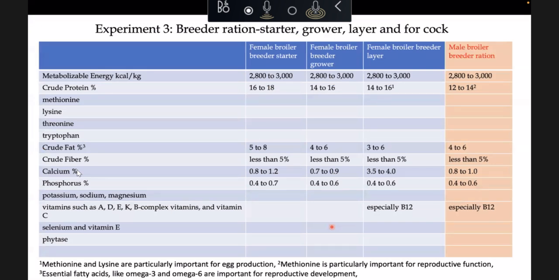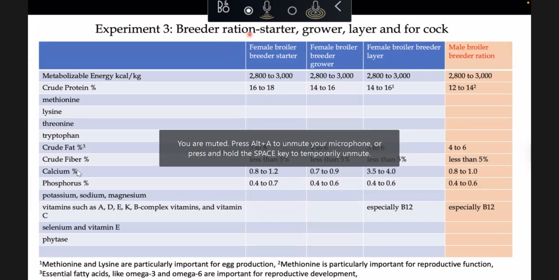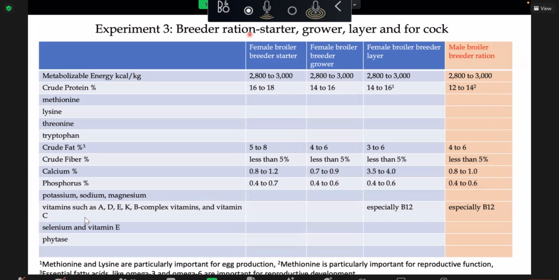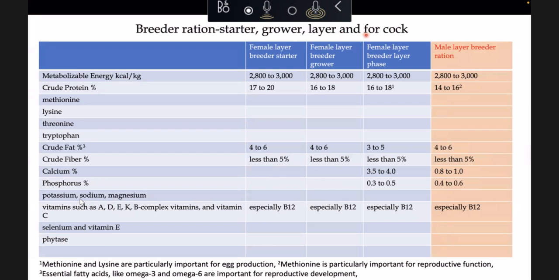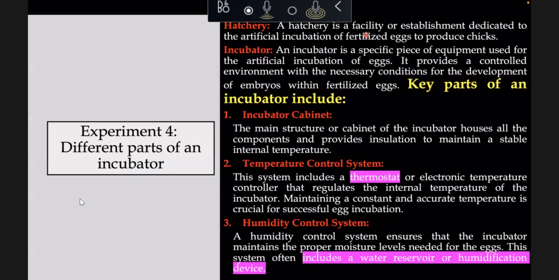Okay, that is the end of our experiment number 2. Now this is experiment number 3, which we'll discuss about the nutrient requirement at different stages of broiler and layer breeder stocks. So I will skip this experiment for now because I will improve this one and then I will deliver it to you in our upcoming class. So after improvement, I will share that one with you again.